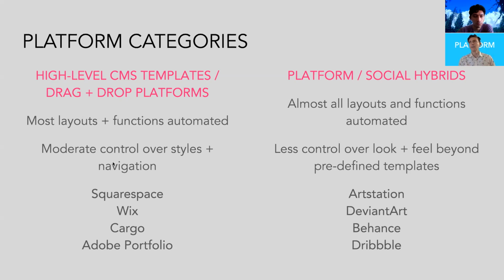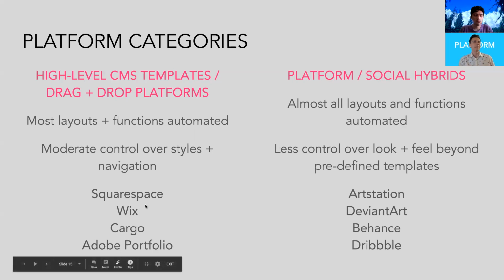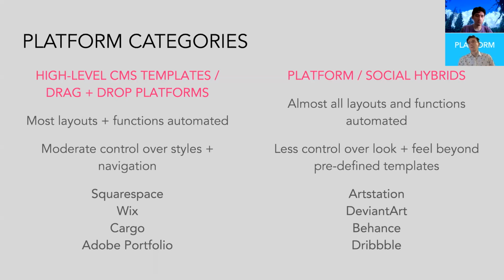You have moderate control over styles and navigation systems. And there are different levels of control within these different options, which I'm going to go into a little bit more later on. So with these, this is like Squarespace, Wix, Cargo, and Adobe Portfolio. You have overall less variety of templates to work with, but they're all coming from these companies, so they're a little bit more solid in terms of their design. They're a little bit more standardized. You have support built in with them. It's a little bit harder to make lots of changes to the templates, but it's also a lot easier to implement changes and to work with lots of content.